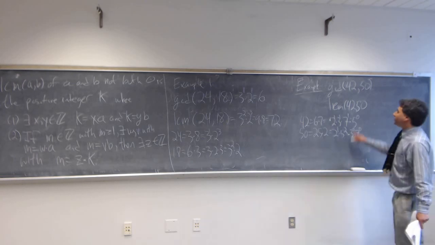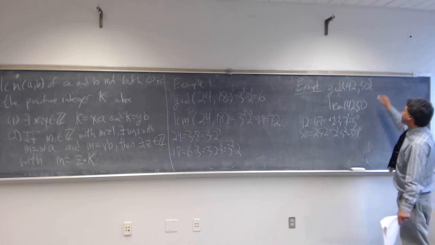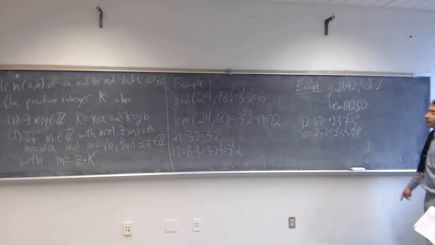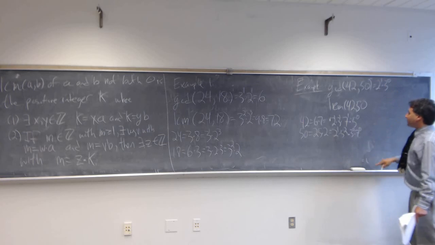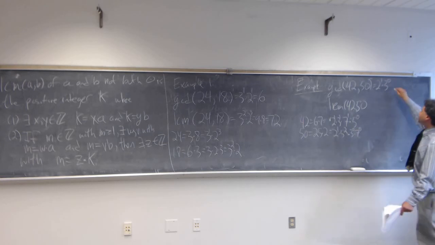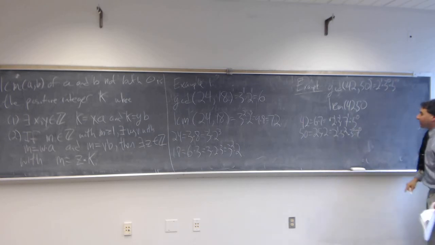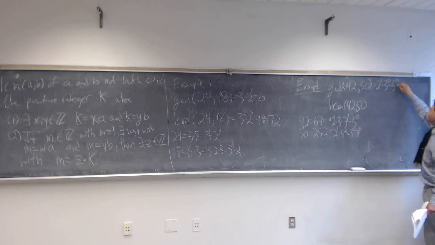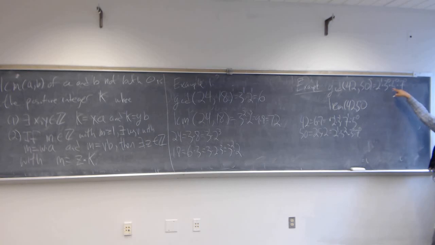So the minimum of 1 and 1 is 1, so we have 2 to the 1. The minimum of 1 and 0 is 0, so we have 3 to the 0. I won't bother to write that. I guess why not? The minimum of 0 and 2 is 0, so it would be 5 to the 0. The minimum of 1 and 7 is 0. And that does it. 1, 1, 1 times 2. The greatest common divisor is 2.